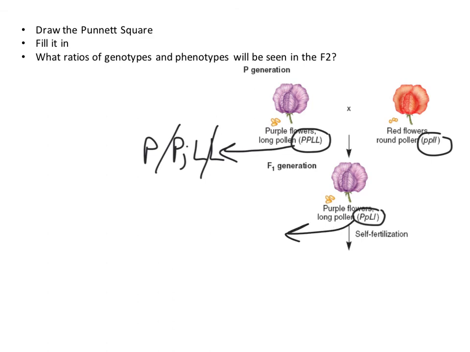So here's a dihybrid. Big P over little p, big L over little l. So draw the Punnett square for selfing that F1 individual. Phenotype ratios and genotype ratios, and be ready to discuss that at the start of next class. Then we'll move into recombination and genetic mapping.